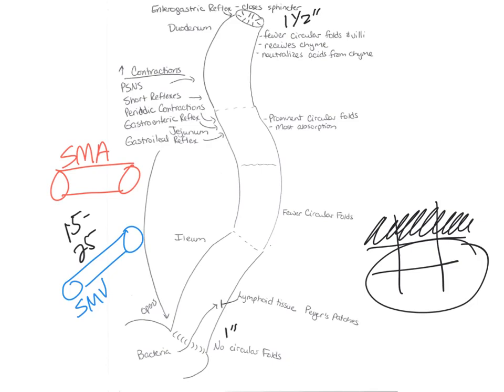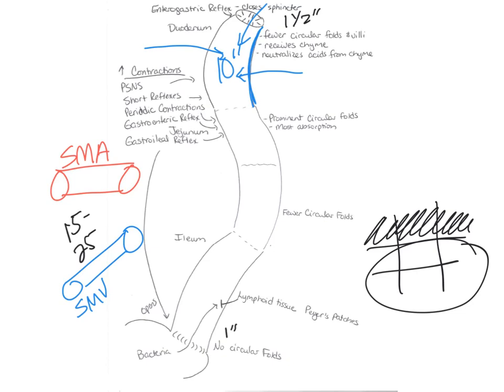There are 3 segments of the small intestine: the duodenum, the jejunum, and the ileum. The duodenum is the first section of the small intestine, and it's about 12 inches long. It receives secretions from the pancreas and the liver, and it also receives the chyme from the stomach. The duodenum is in the shape of a C, and right where it curves, that is where the pancreas sits. The duodenum is considered retroperitoneal because it's mostly behind the peritoneum.